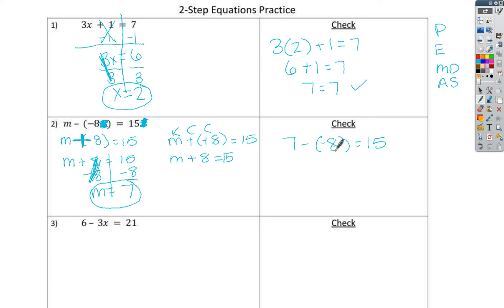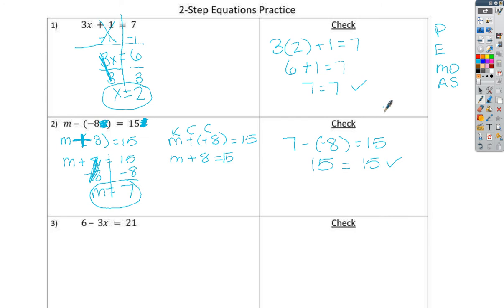And just go ahead and plug this part into your calculator. So you'll type in 7 minus, you'll click 8 and you'll hit the negative sign and hit equals, and you'll see if it equals 15. Let's type it in. And it does, so 15 equals 15. And this is true, so m does equal 7.